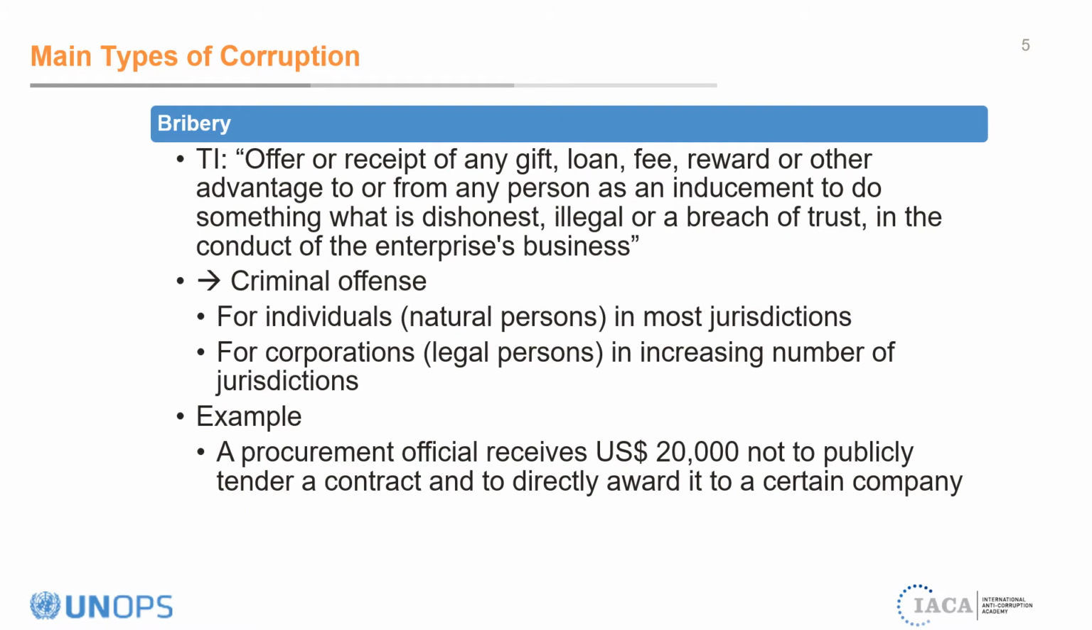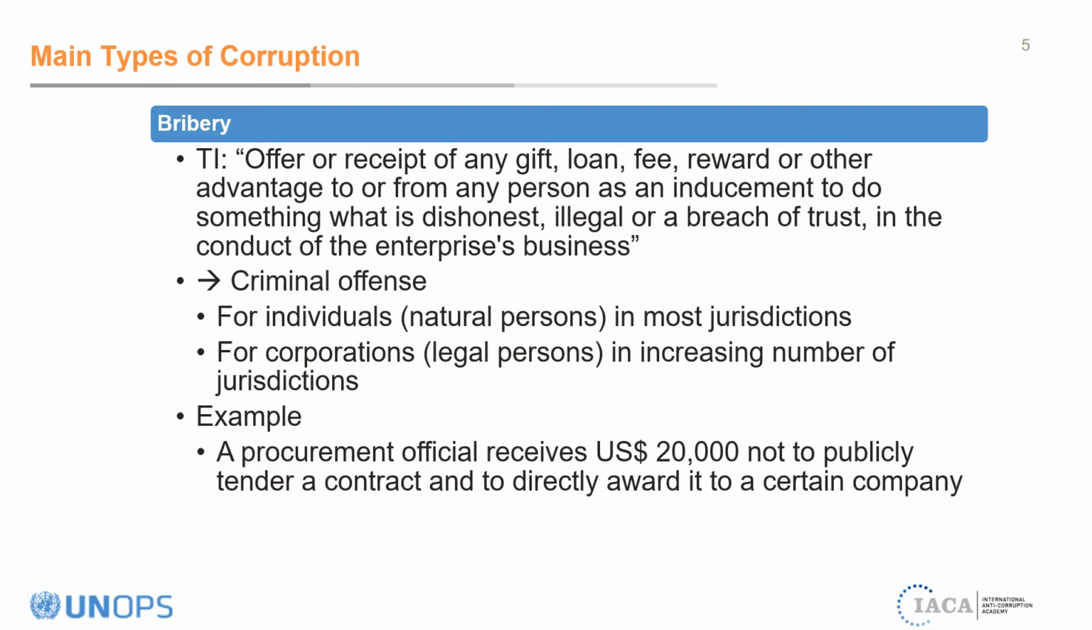Speak for a moment about one of the main types of corruption, which is bribery. Transparency International defines bribery as the offer or receipt of any gift, loan, fee, reward, or other advantage, really, and it can be any advantage. It could be something, for example, as simple as a pizza or a jacket, to or from any person as an inducement to do something that is dishonest, illegal, or a breach of trust in the conduct of the enterprise's business. What this very broad definition from Transparency International is hinting at is that while we normally think of bribery in the public context, a public official accepting a bribe for an illicit public act, in fact, you can have private bribery, a bribe between two private individuals as well, as we'll be discussing in a few minutes.